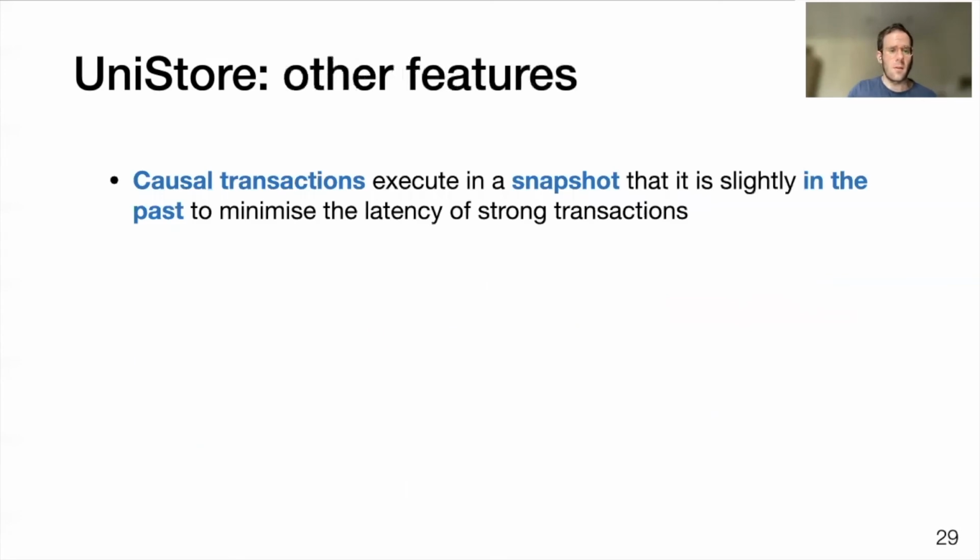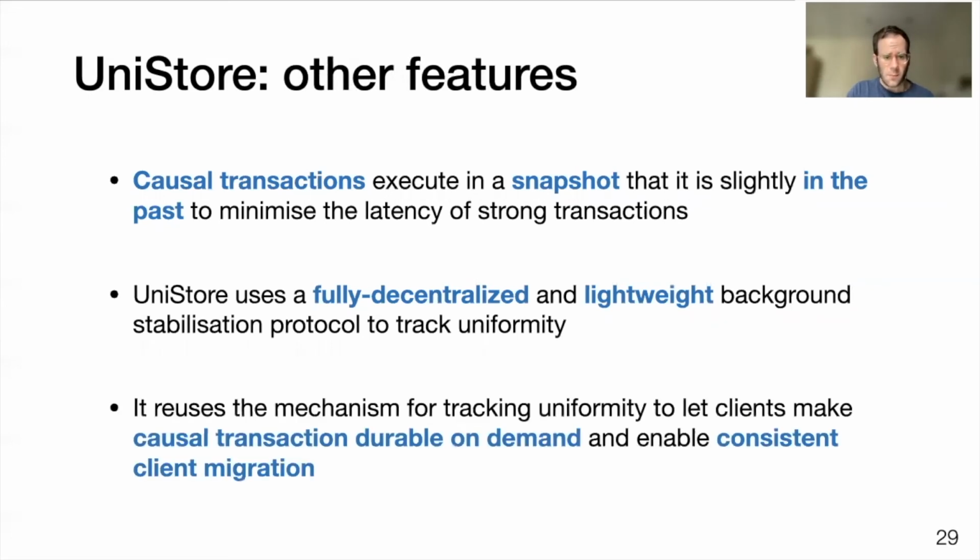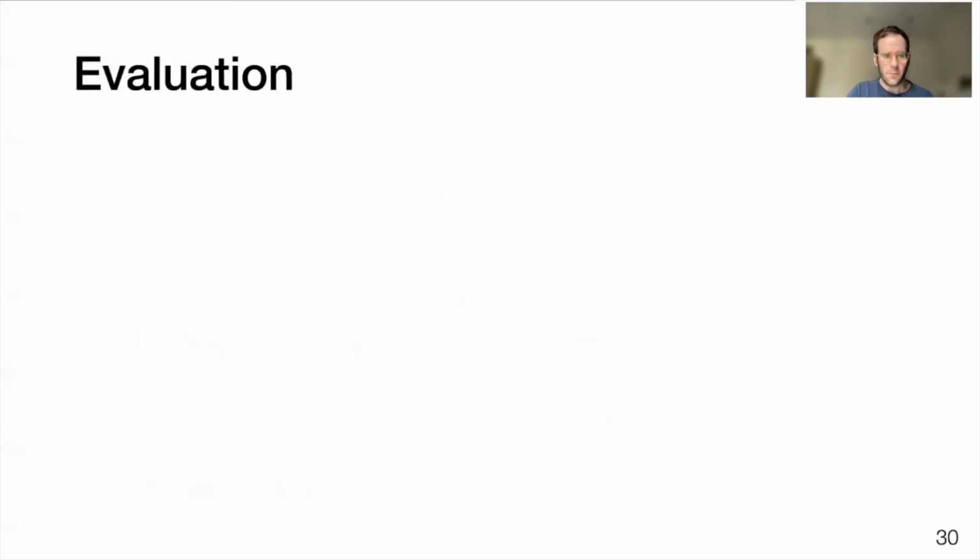Other features are: causal transactions are executed in a snapshot that is slightly in the past. This is to guarantee that strong transactions may only depend on uniform transactions, and this serves to minimize the latency of strong transactions. The protocol that tracks uniformity is fully decentralized and lightweight and runs in the background. And we reuse this mechanism to let clients make causal transactions durable on demand and enable consistent client migration.